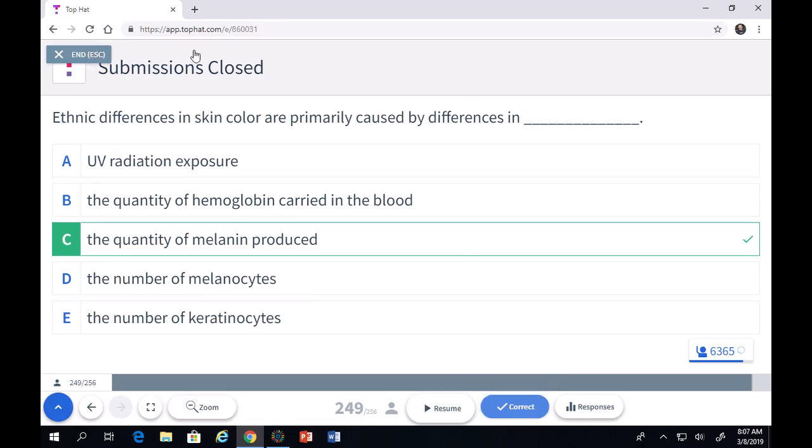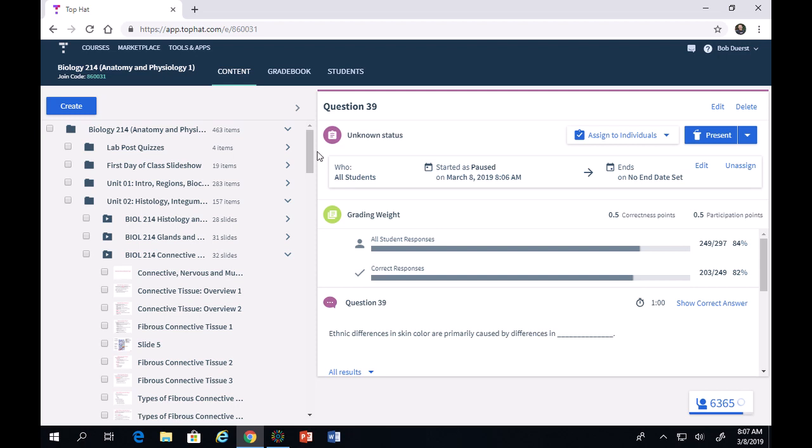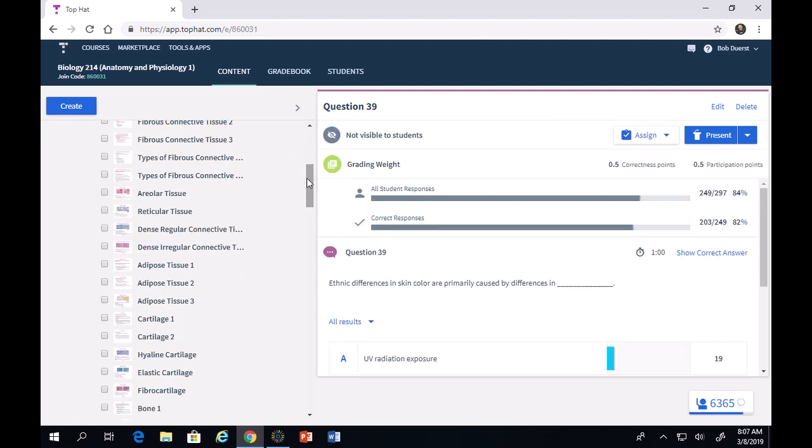And that is it for the skin and subcutaneous tissues.